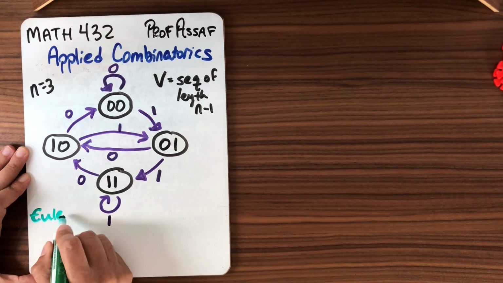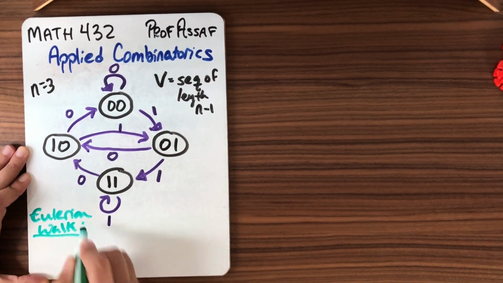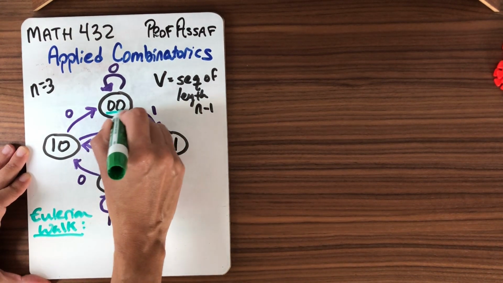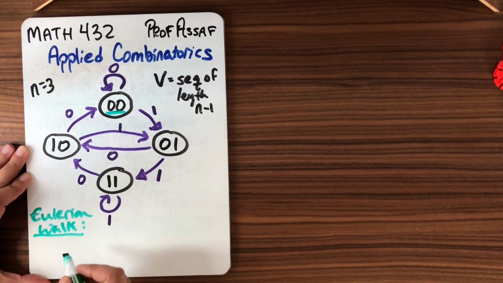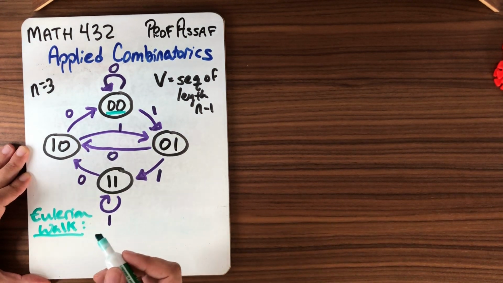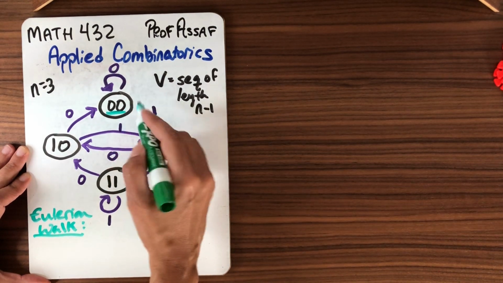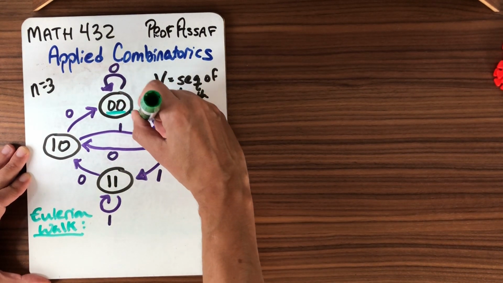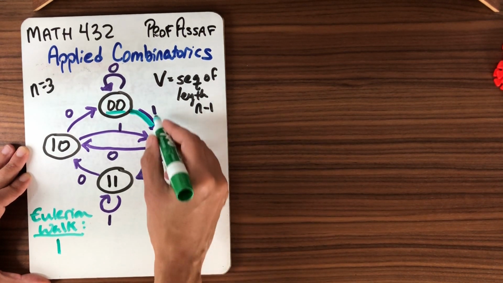So remember that for an Eulerian walk, we want to cross every edge exactly once. I'm going to start up here at this vertex, and I really want it to be a cycle. So I'm going to start up there, and I'm going to make a record of the edges that I cross, okay? So I'll start here, and I'm going to go first down here. So I'm going to start with a 1, okay? I'm just writing this down, but this is the first one I do.